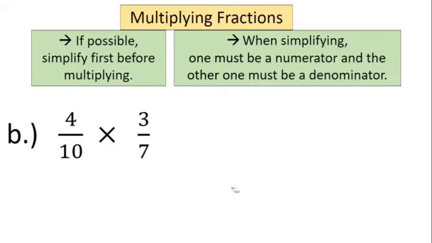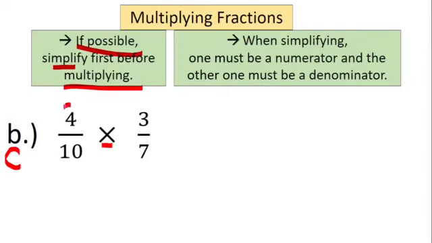Okay, now we proceed to our third example. Huwag nyo na lang pansinin si B dito. Letter C dapat yan. We have 4/10 times 3/7. Again, kung pwede mag-simplify, gawin muna natin before we multiply.